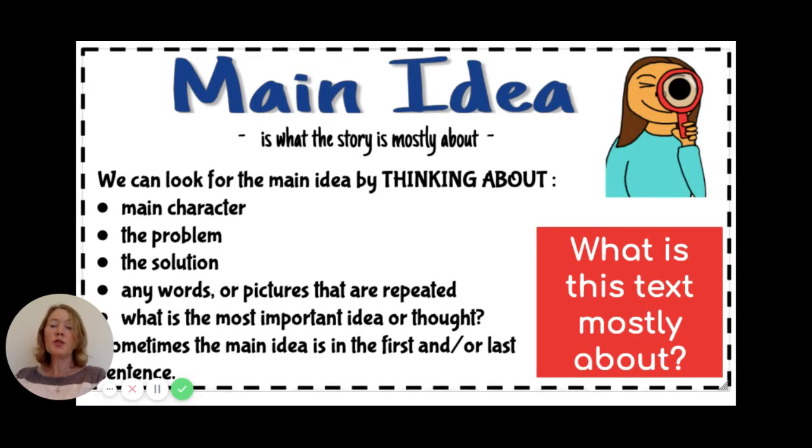So when we want to know the main idea about a text, we need to look at all these things. The character, the problem, the solution. There's words that are repeated, important ideas or thoughts, and sometimes it's even in the first or last sentence. But mostly we have to ask ourselves, what is this text mostly about? This is deep level thinking. This is level 3 thinking. This is what we need to do.